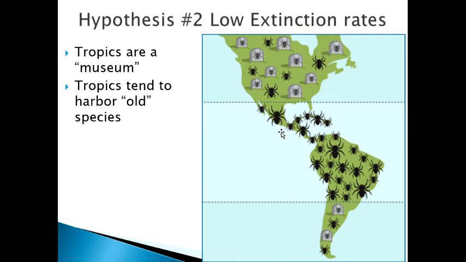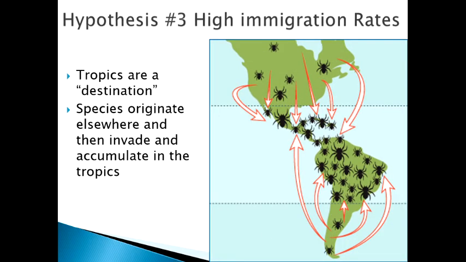and you have lots of old species. Whereas species in the temperate zones, north and south, have a higher extinction rate. They tend to not preserve older species. And then the third hypothesis, using the same spider examples, is that the tropics are a destination. Species originate anywhere and elsewhere, but then they move to the tropics for whatever ecological reasons and accumulate there.